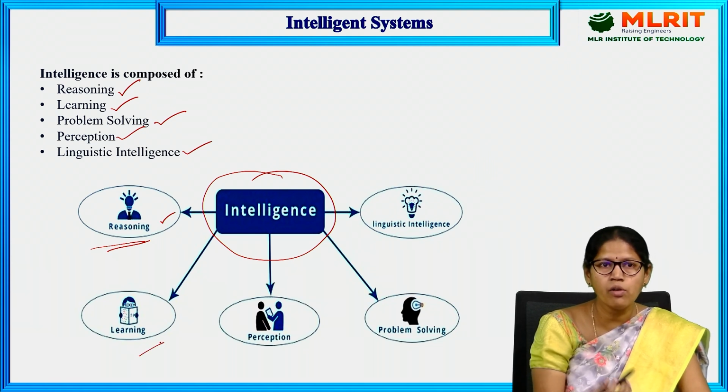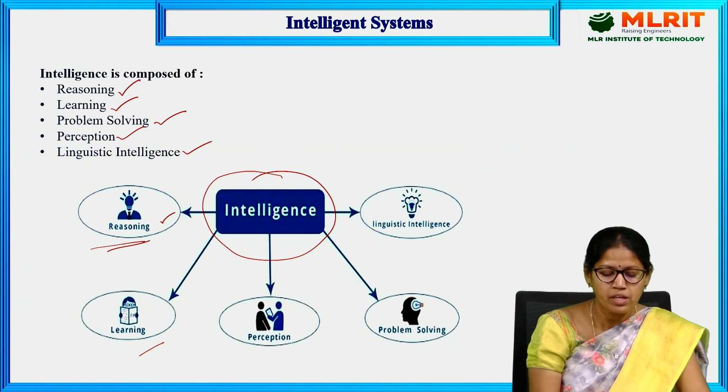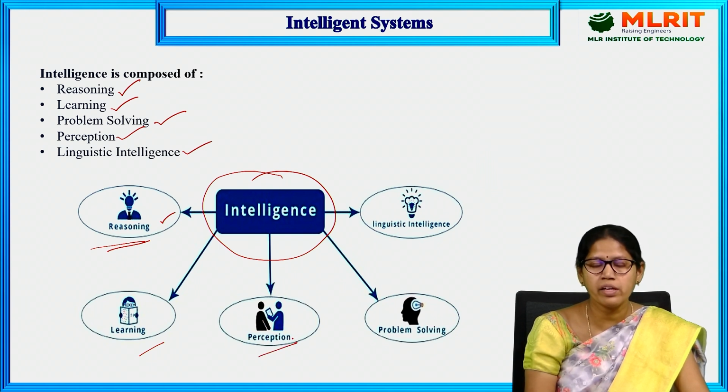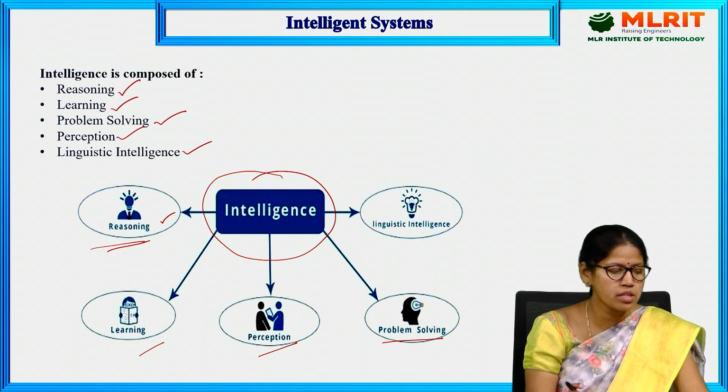Next, learning: how we will learn by experience, by thoughts. Next, perception: how we are acquiring things from situations. Next, problem solving: from the starting problem state to the desired goal state, how we are applying the actions. Let's see one by one.